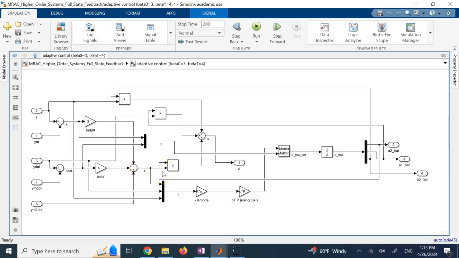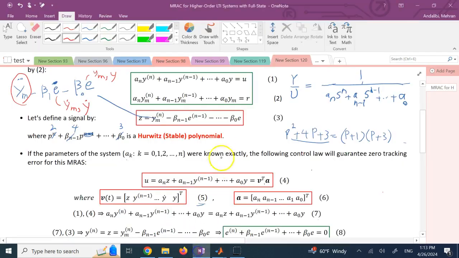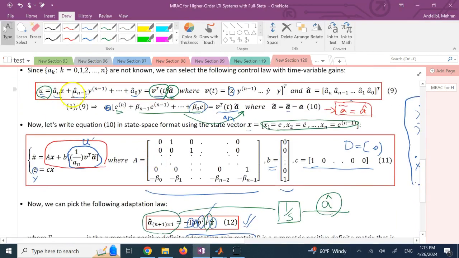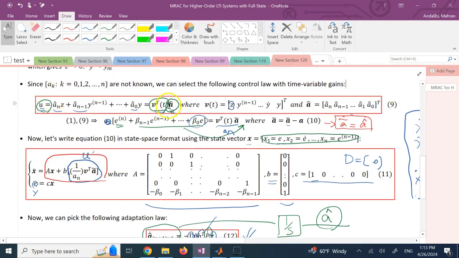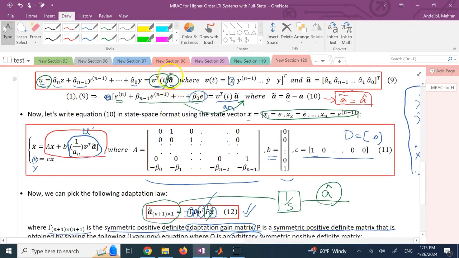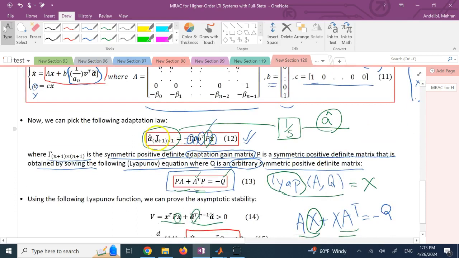And then this z has to be multiplied by what? If you remember in the control, if you look at u, u is what? U is v transpose times a hat. So I need to form a hat matrix or vector and pre-multiply by v transpose. In order to find a hat, I need to, as I said, integrate a hat dot. Now, how do I find a hat dot? Go back to equation 12. The terms you need are this constant negative gamma matrix, the v, and then b, and then p and x.